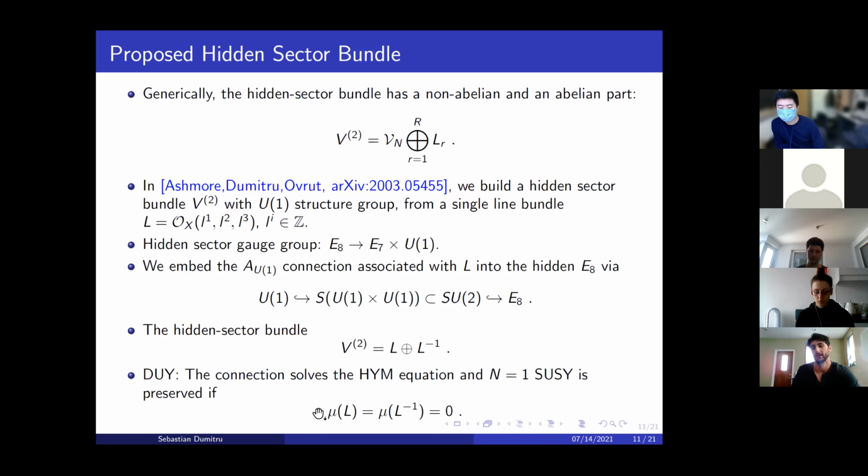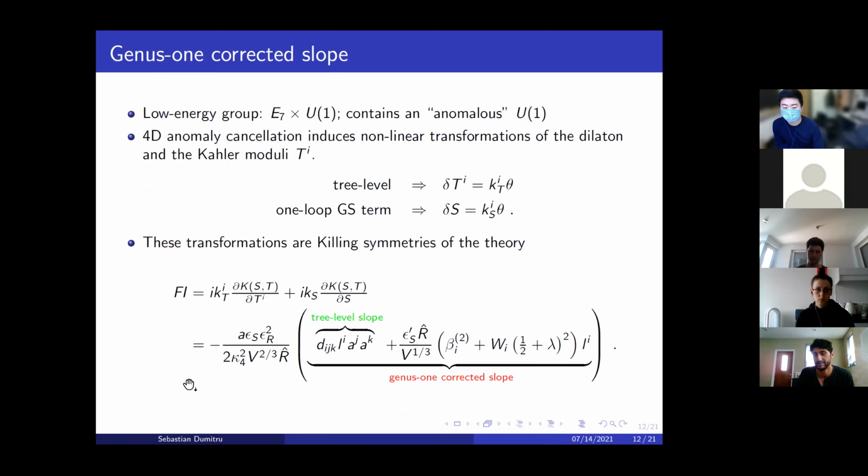So this is what we'll do. We'll simply ask that the slope of the bundle L vanishes, such that the bundle V2 is polystable, which is a condition enough to satisfy unbroken supersymmetry in 4D. It's something interesting I want to talk about, the slope of the bundle L.